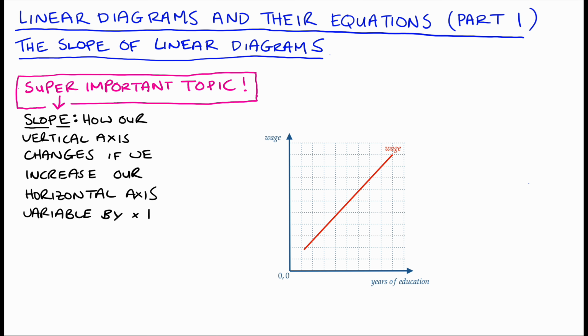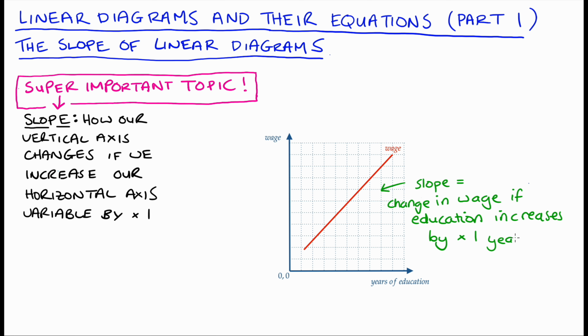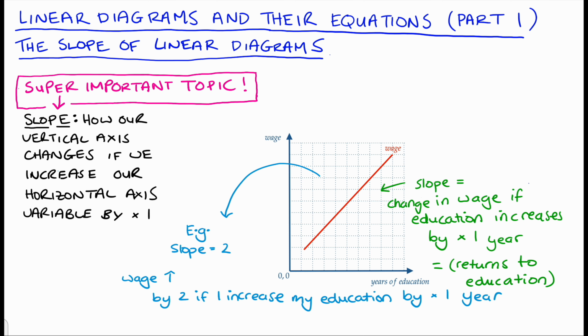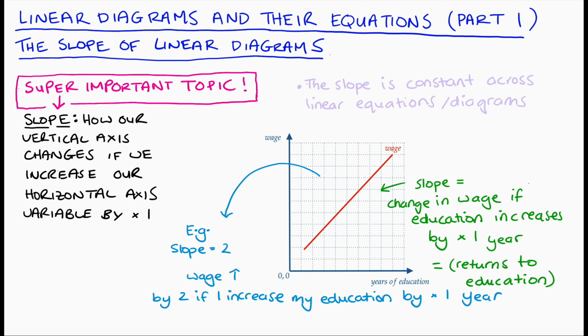To give another example, if on our axes we had wages and years of education, for instance, then our slope would tell us about how our wage changes as education increases by 1 year. Again, a really important measure. We sometimes would refer to this as the returns to education. And this is a sort of relationship that economists might try to estimate if that's their field. Just to give you an application again, if the slope was 2, then this would mean that my wage would increase by 2 if I increase my years of education by 1. So the slope is a really, really important measure.